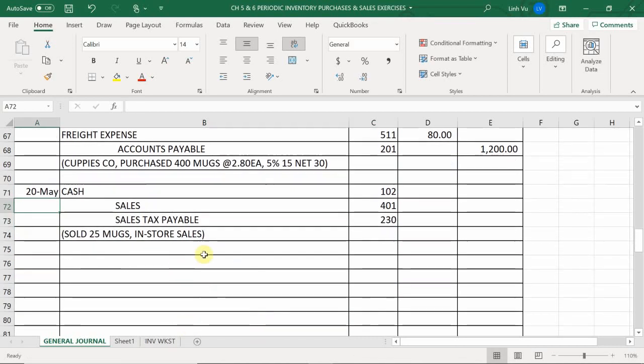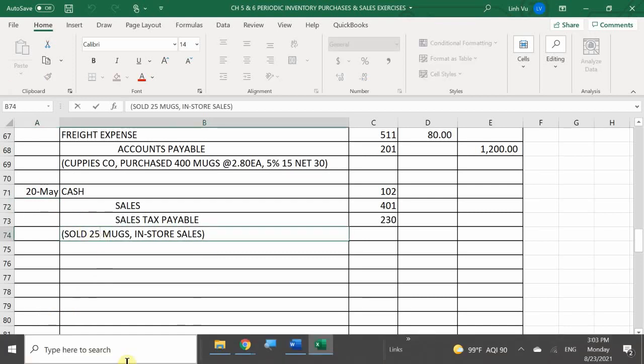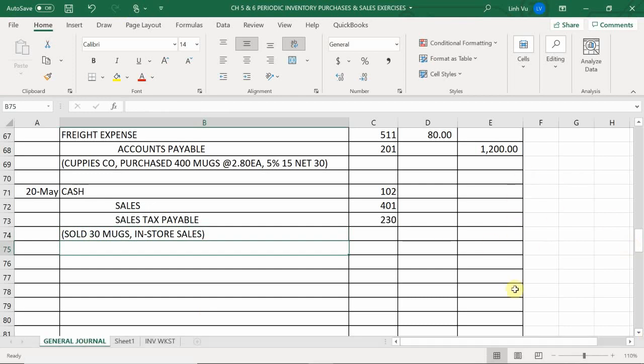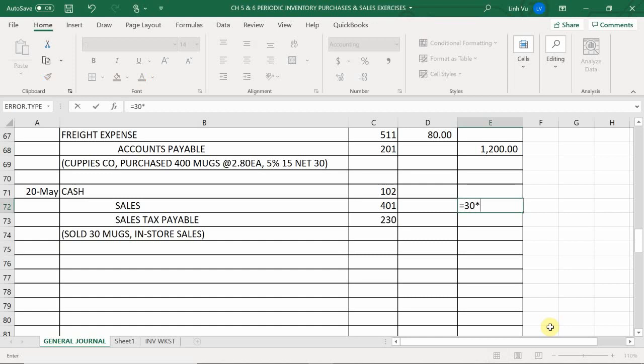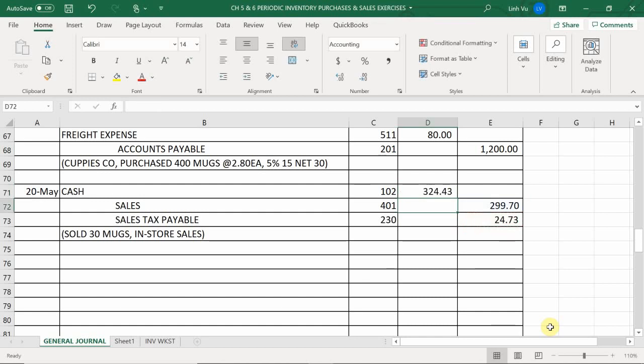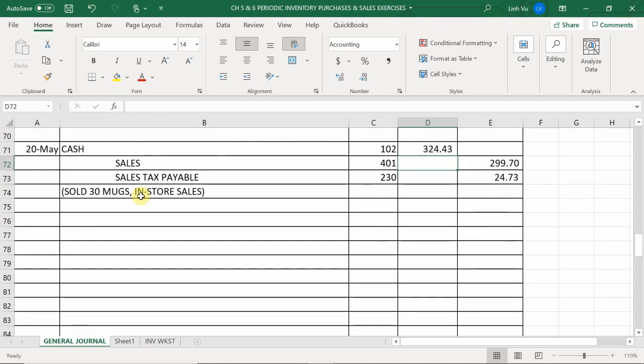We sold 30 mugs. Okay. So therefore, what's my total sales going to be? $299.70. How much tax am I going to be charging? $24.73. Okay, so therefore, how much cash am I going to be receiving? $324.43. Good. Once again, this is a sales, which has nothing to do with inventory. Okay? Or at least for periodic inventory.